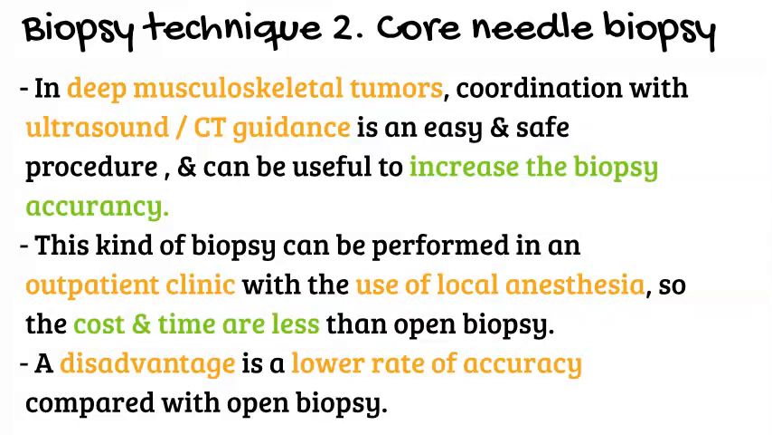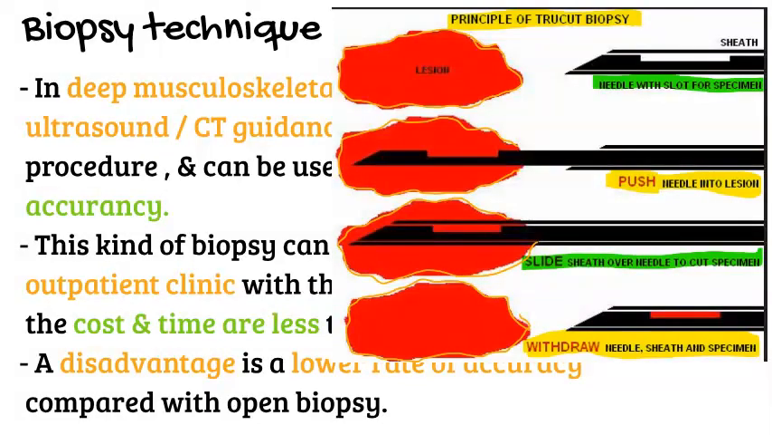This figure illustrates the principle of trucut biopsy. There's a needle with a slot for the specimen. Push the needle into the lesion and slide the sheath over the needle to cut the specimen, then withdraw the needle, the sheath, and the specimen, which is sent for HPE.